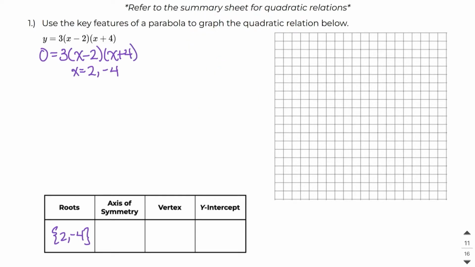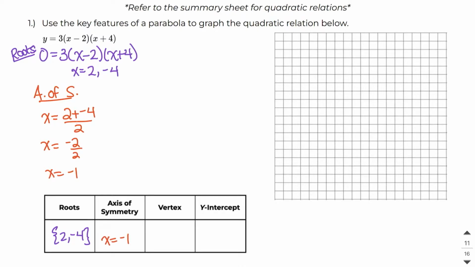So let's go ahead and find the axis of symmetry. And you know what? Let's label this that this is the work for the roots. So let's find the axis of symmetry. So I'm going to average my two values. So I'm going to average 2 and negative 4 by adding them together, dividing it by 2. So I get negative 2 over 2, which is negative 1. So here our axis of symmetry is negative 1, which should make sense because negative 1 is 3 away from 2 and also 3 away from negative 4.